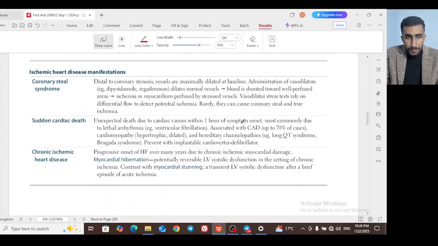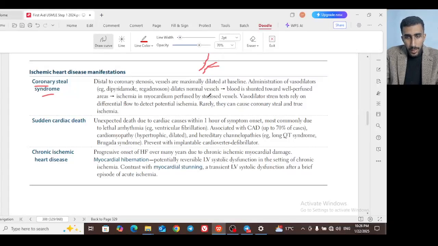The next topic is ischemic heart disease manifestations. You have different kinds of ischemic heart disease: angina, MI, STEMI, non-STEMI. So let us look at the effects of them. First, something called coronary steal syndrome. Distal to a coronary stenosis, vessels are maximally dilated at baseline. So if you have a stenosis in the vessel, the vessels after the stenosis are dilated to maximize the outflow of the blood.